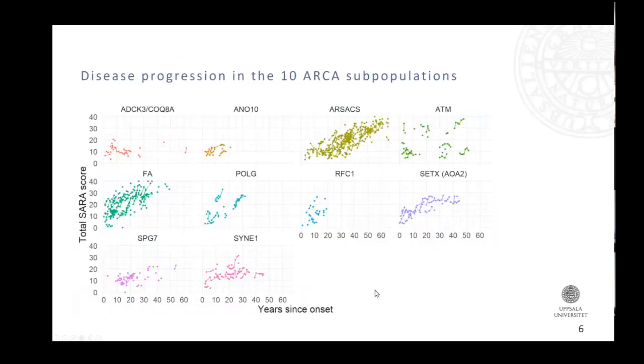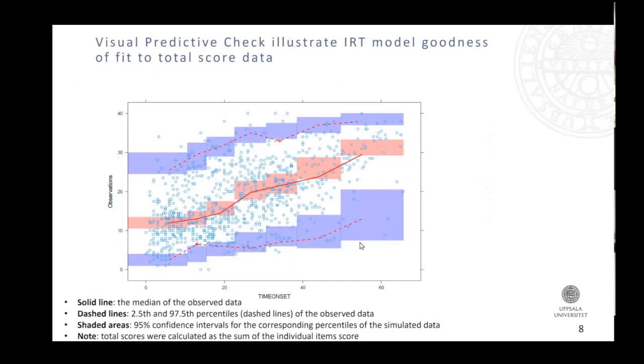But of course, we're not just interested in a snapshot in time, we're also interested in the disease progression. And here we can see the disease progression of the 10 most common subtypes in the ARCA registry. And as you can see, some of them have quite a few subjects' data, whereas others are much more sparse. And the fact that we use the same IRT model for all subtypes doesn't preclude us from having different rates of disease progression or a different symptomatic picture at onset of the disease.